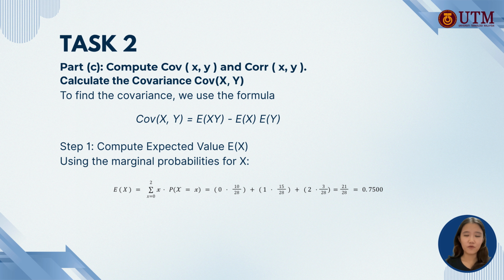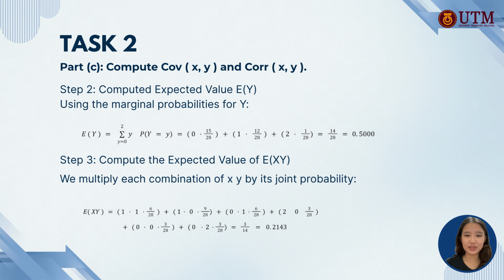So, for step 1, to find the covariance, we first need the expected value for x, which is the number of engineers. We multiply each possible value of x by its marginal probability. This gives us an expected value, or mean, of 0.75. Next, for step 2, we repeat this for y, the accountants, finding a mean of 0.5. In step 3, we calculate the joint expectation E[XY] by multiplying each x and y pair with its corresponding joint probability. The only non-zero product comes from the case where 1 engineer and 1 accountant are selected, resulting in 0.2143.